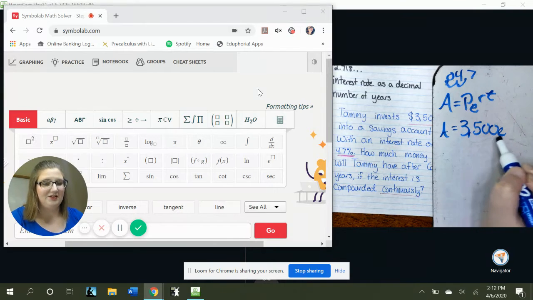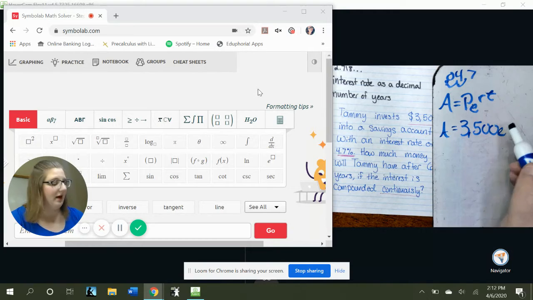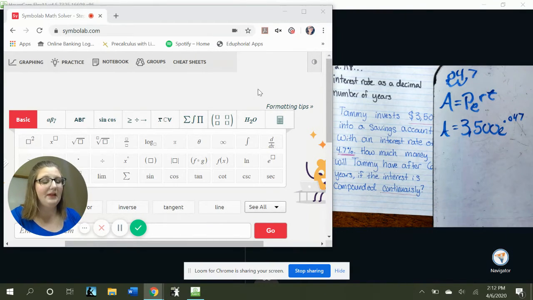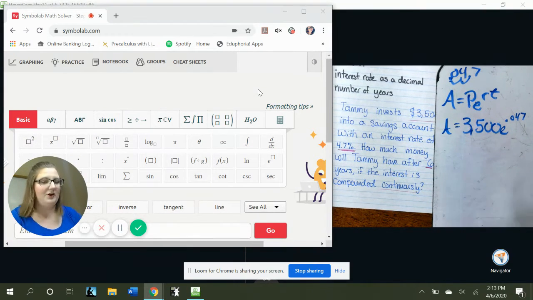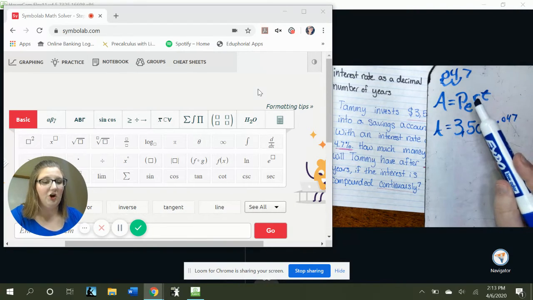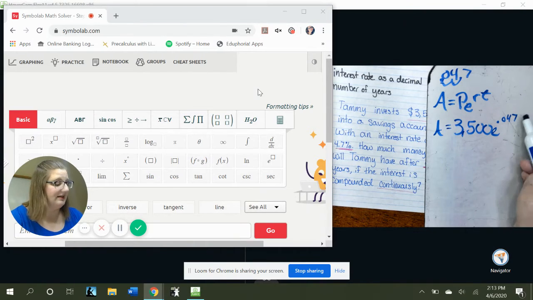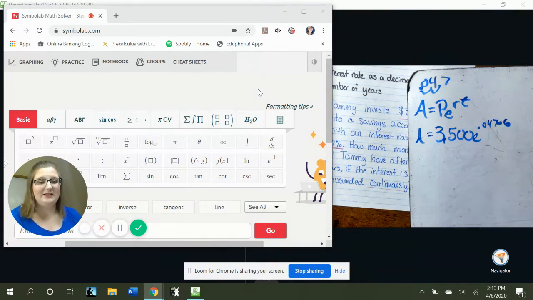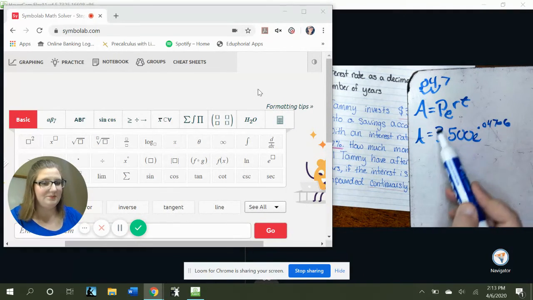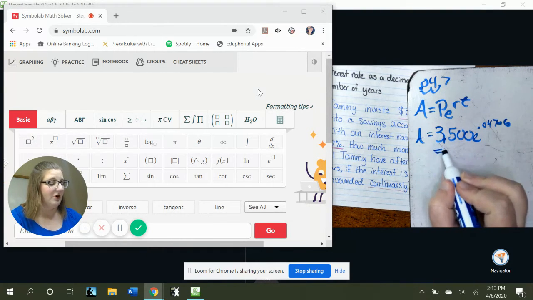So we have 3,500 times E, and then R is our power. So E to the power of 0.047. And then next in our formula we have T. And T, according to the variables we described earlier, is the number of years. So we need to go through this problem and figure out how many years there are. If we continue reading, it says, how much money will Tammy have after 6 years? So 6 years, which means we're going to plug in 6 for T. So up here in our exponent, where we have 0.047, that's R. Then we have times T, so we need to do 0.047 times 6. Now at this point, we want to know what this equals because we're ultimately trying to find A.